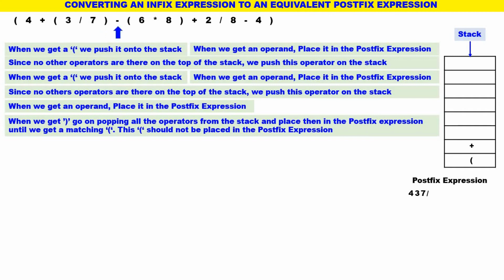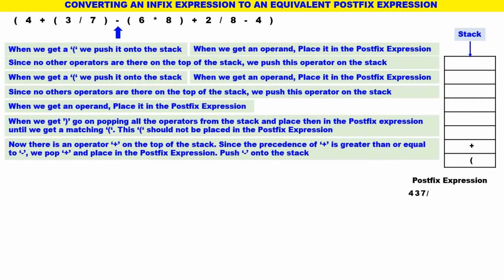symbol. Minus. Now, very, very important. The symbol that we get is minus. On the top of the stack we have operator plus. We have an operator on the top of the stack. Now see this carefully. There is an operator plus on the top of the stack. Since the precedence of plus is greater than or equal to minus. Yes, plus is greater than or equal to minus.